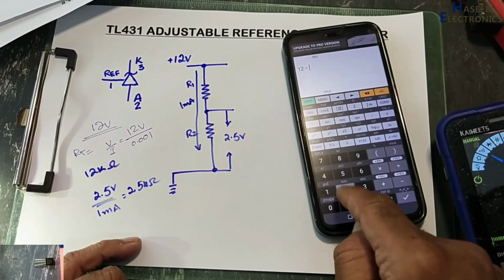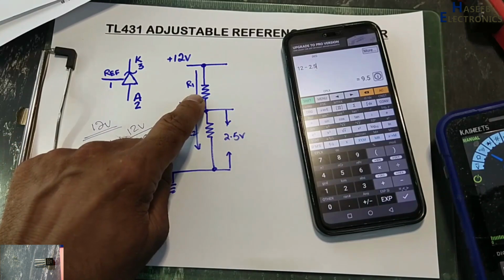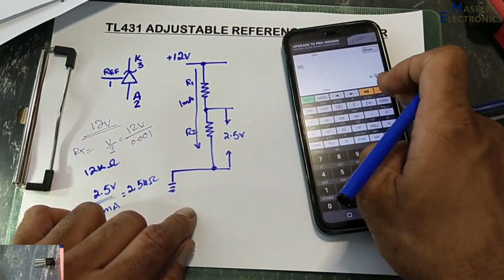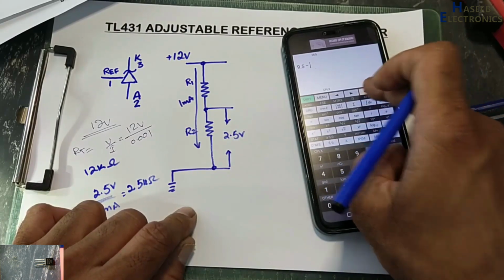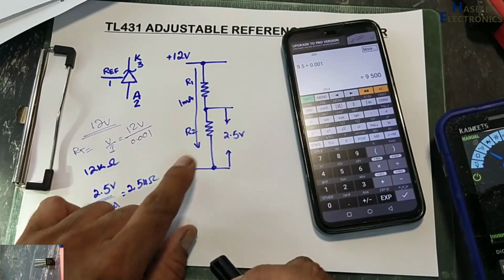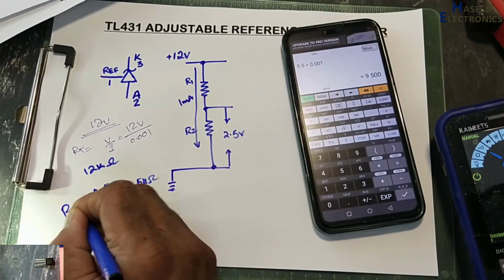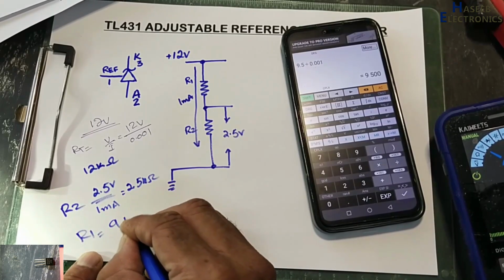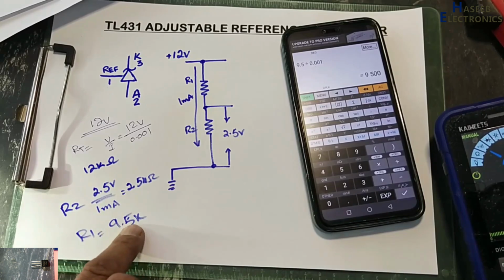Remaining voltage here, 12 minus 2.5, 9.5. What is the resistor value? 9.5 volt divided by 0.001, 9.5K. This is R2. R1 is 9.5K. So it is difficult to find 9.5K.